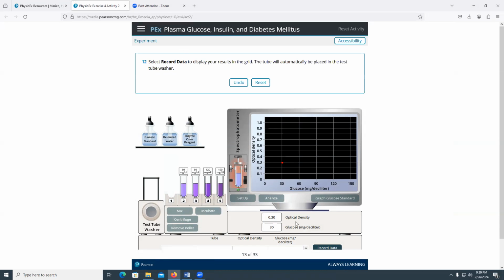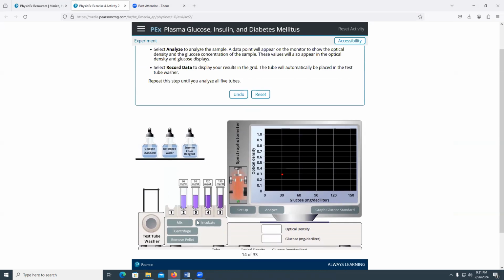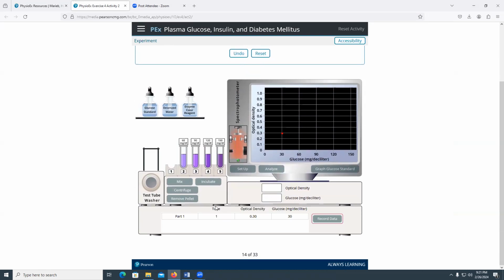So now let's click on record data. So now I have recorded that in part 1, tube number 1 had this much amount of glucose. That's my independent variable, and that was how much optical density. So now let's do the same thing for tube number 2. Let's analyze that. We analyzed it, and interesting. I knew all along that I had 60 milligrams per deciliter of glucose in my tube number 2, but I never knew what the optical density was.